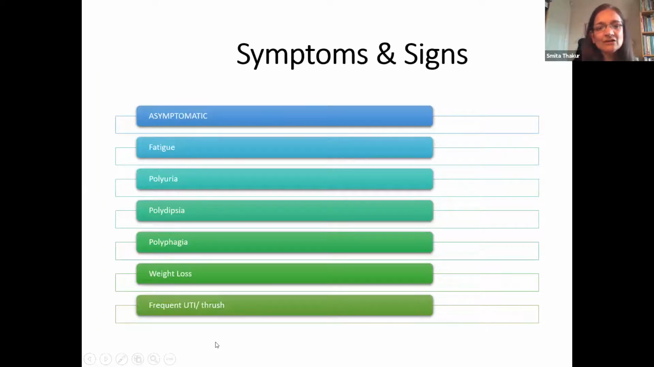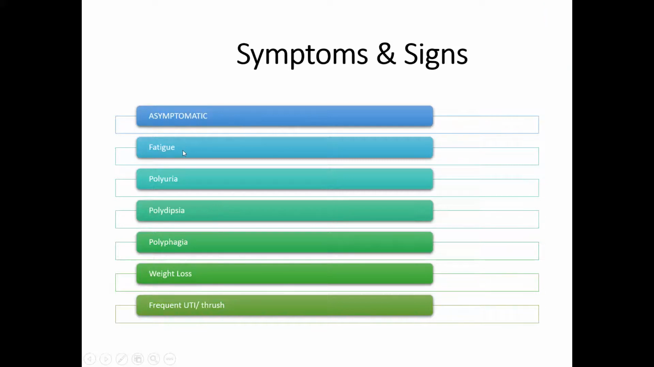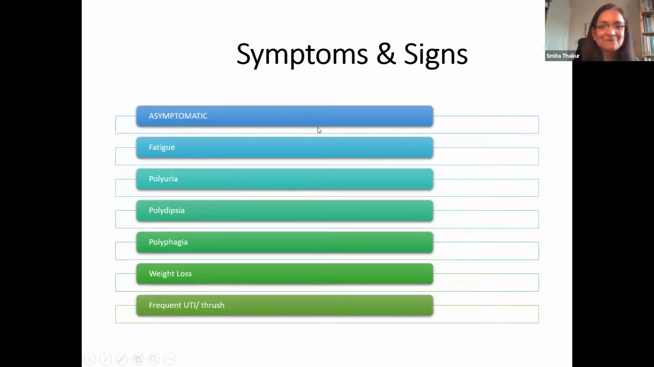So I'll come to that very quickly. These are the symptoms and signs. Most of us know about it. A lot of them will be asymptomatic. So we got a response here: lifestyle, metformin, statin, ramipril. Perfect. Polyuria, polydipsia, polyphagia, the triad, weight loss, and frequent UTIs or thrush.